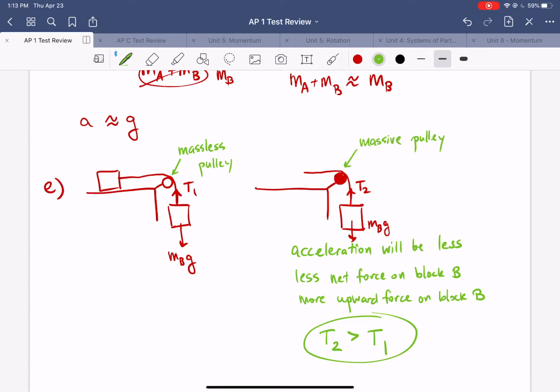Those of you who are taking APC next year, we'll come back to this topic and maybe learn how to analyze this in a bit more detail, but for the rest, you really only need to understand these qualitative arguments. All right, so that does it for this set.